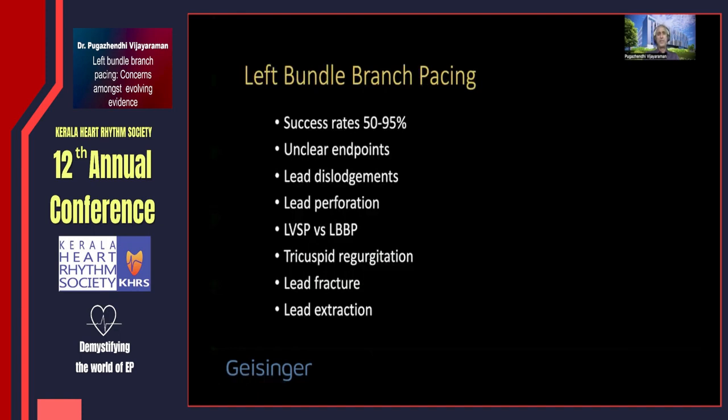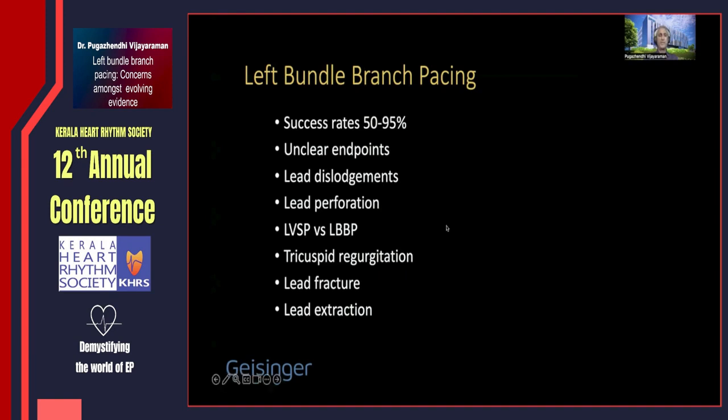However, left bundle branch pacing success, depending on what your endpoints are, varies from 50 to 95% in terms of confirmed left bundle branch capture. Often the endpoints are unclear and different centers use different endpoints. And we have issues with acute and sometimes late lead dislodgement, and concerns for lead perforation. And how have we clumped everything together as left bundle branch area pacing?